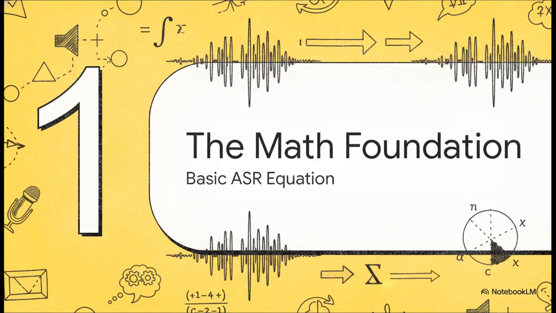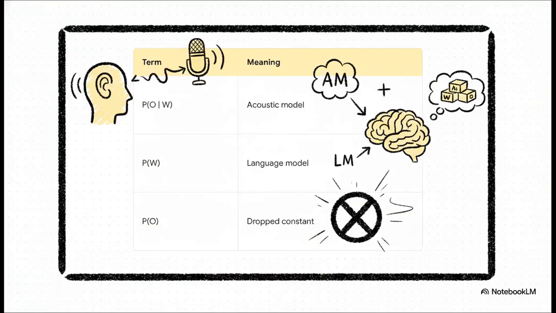Okay, part one, the math foundation. Think about it. When a machine hears audio, its ultimate job is to find the most likely sequence of words. Thanks to Bayes' rule, we can actually split that massive task into two distinct models. First up is the acoustic model, which is the probability of the observation given the word. That basically asks, how likely is this specific audio given a specific word? Then we have the language model, the probability of the word. That one asks, how likely is this word sequence to be spoken in general conversation?